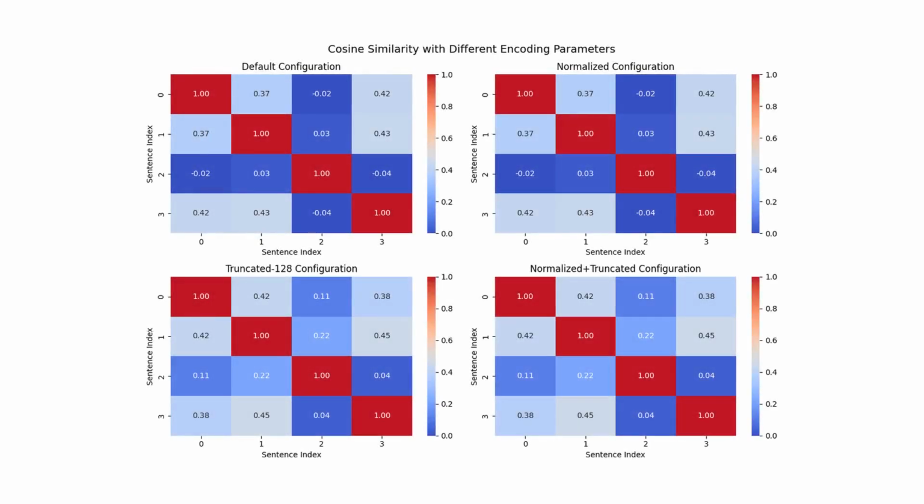This visualization clearly shows how different encoding parameters affect similarity scores. Notice that the default and normalized configurations produce nearly identical results because our model already normalizes by default. The truncated configurations, using only 128 dimensions instead of 384, still capture the main semantic relationships, but with slightly different similarity scores. Importantly, we can verify that AI-related sentences, indices 0, 1, and 3, show higher similarity to each other than to the weather sentence at index 2, confirming that our embeddings capture semantic meaning correctly.